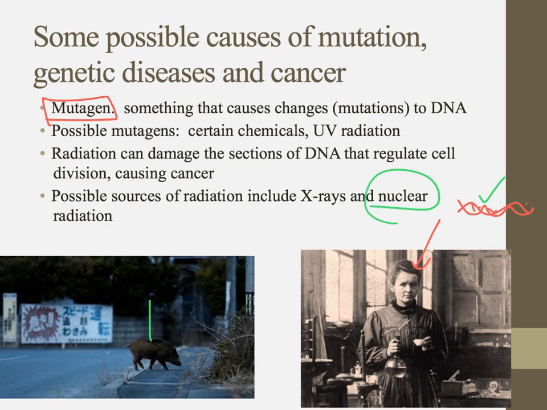So this is one of the radioactive boars currently inhabiting the space where the Fukushima nuclear power plant was in Japan. And these guys have been eating all of the vegetation and insects and stuff that have been exposed to the radiation, and now they have high amounts of radiation, and their incidence of cancer and other genetic mutations is incredibly high. So all of those are due to these mutagens.